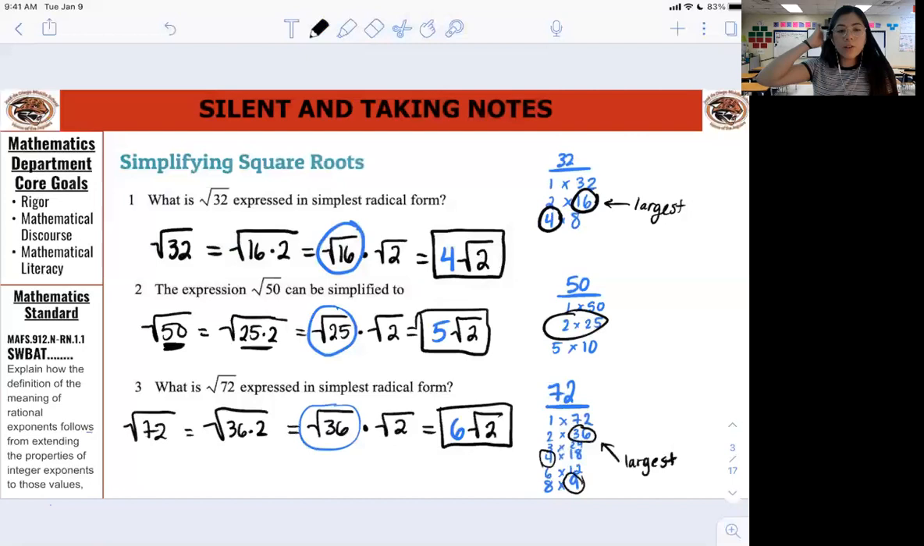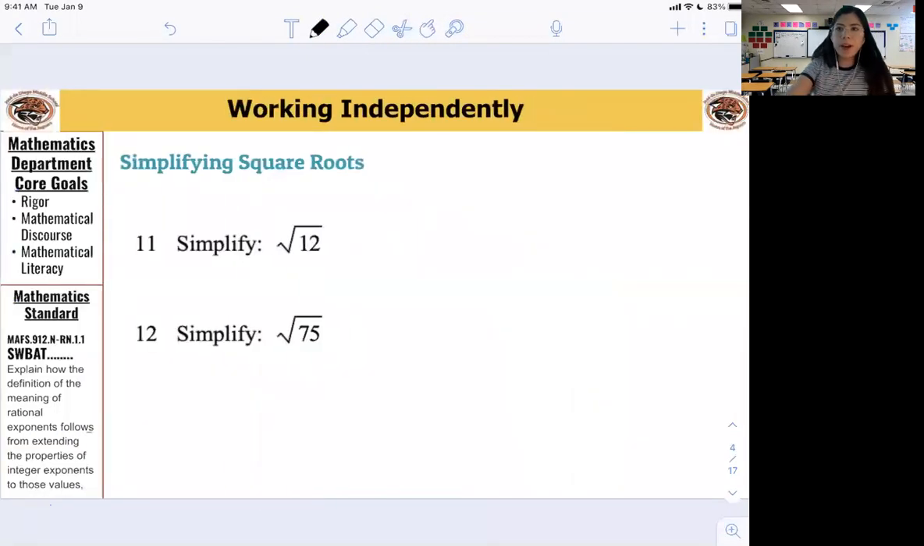All right. So questions now before I give you a couple to do on your own. Okay, cool. Here they are. We have a perfect amount of time remaining, so go ahead and take about 2 to 3 minutes and try these out.